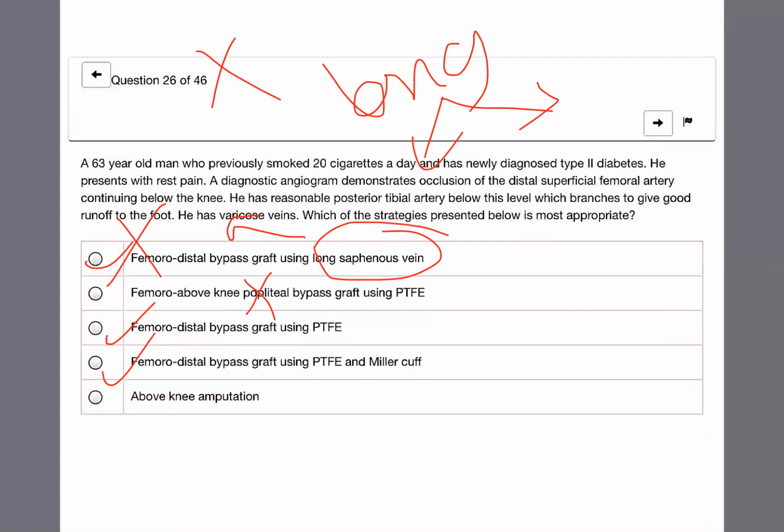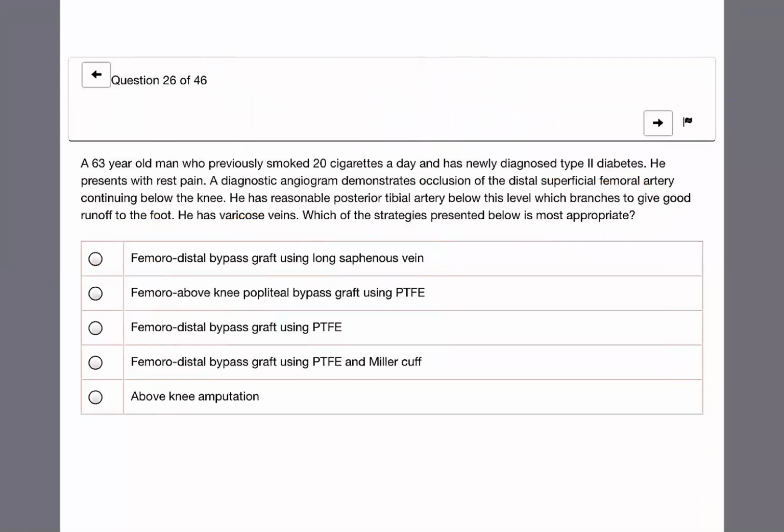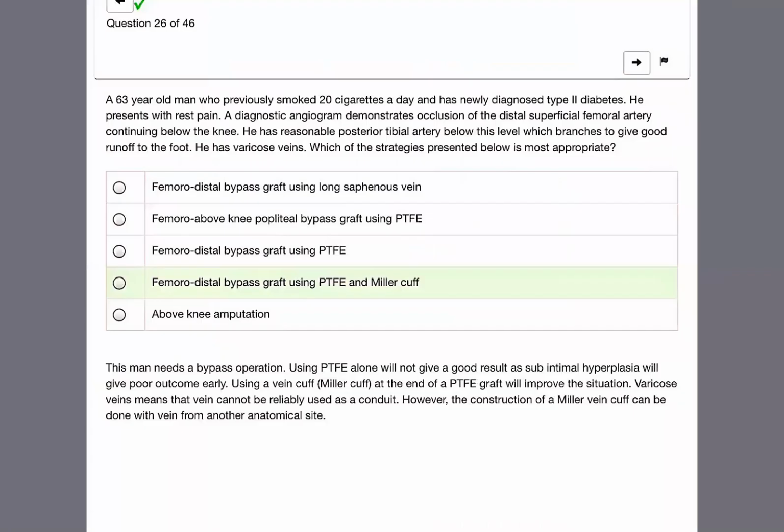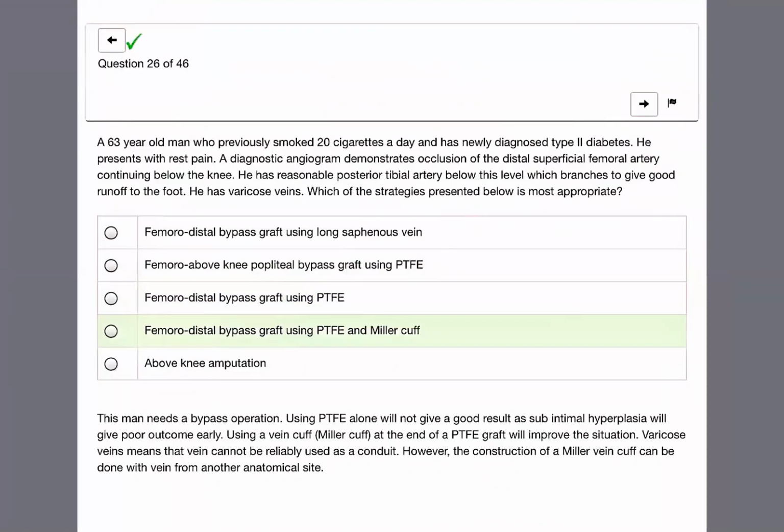So I have distal bypass graft by PTFE, polytetrafluoroethylene, and one with PTFE with Miller cuff. He wants the most appropriate, so it will be with Miller cuff. Exactly, so we can avoid what is called new intimal hyperplasia.